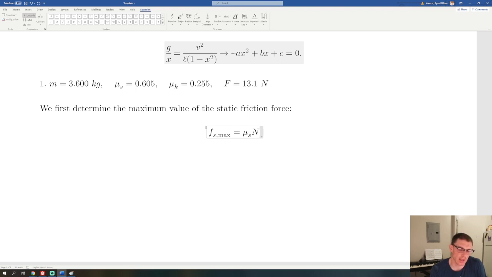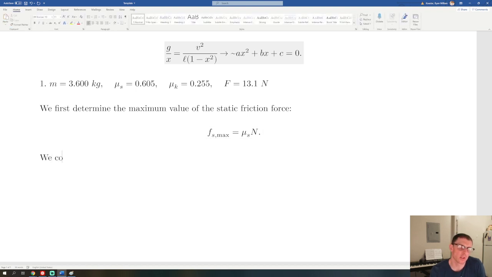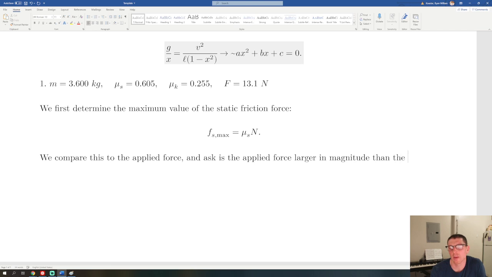And so this is just the maximum value of that. And then we compare this to the applied force. We want to keep in mind the question we want to answer here: is the applied force larger than the maximum friction force? So let's ask, is the applied force larger in magnitude than the maximum static friction force?